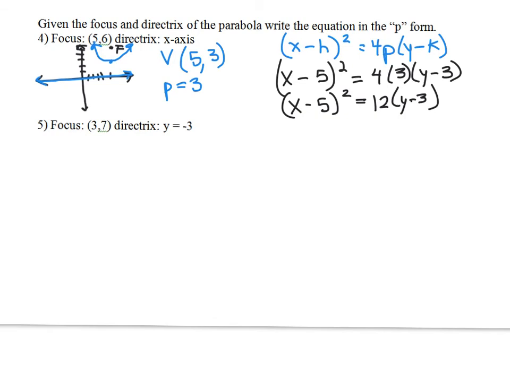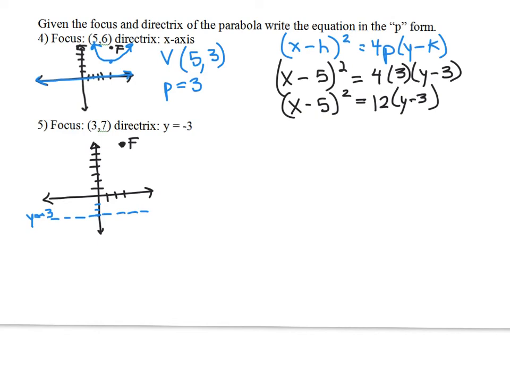Let's try a couple more together. For number 5, draw the sketch. I see that I've got a focus of 3, 7. My directrix this time is going down below the x-axis, 3 below, so I'm going to make that directrix right about here. And that's the equation y equals -3.